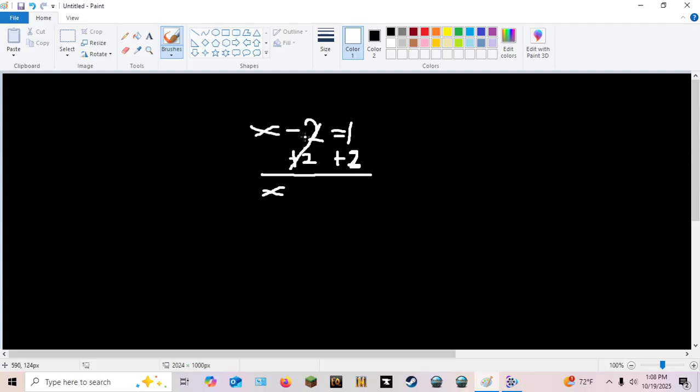After you cancel negative 2 and positive 2, you can draw a straight line. x is equal to 1 plus 2, which equals 3.